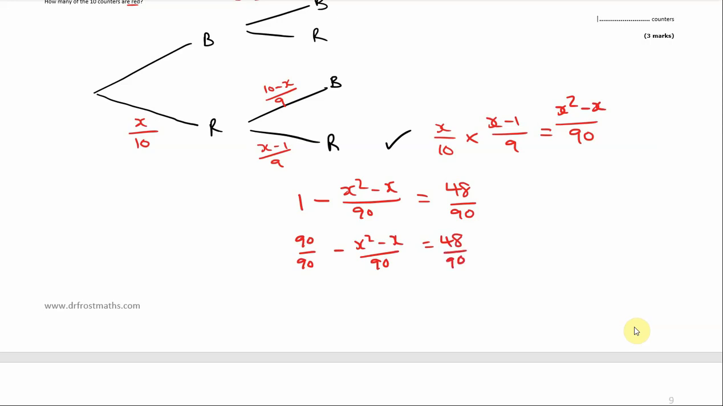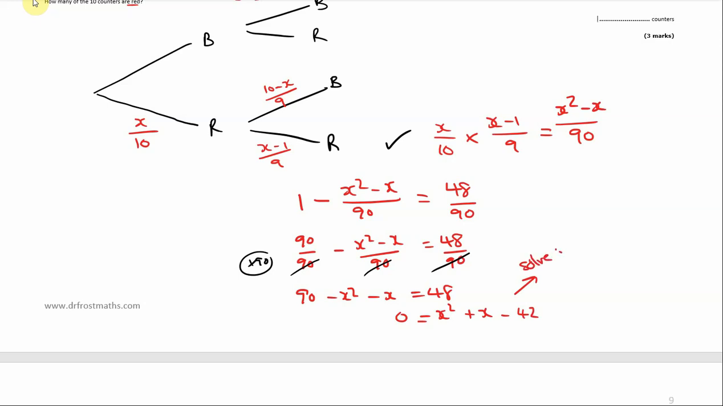I can actually times this whole thing by 90 now, and what that's going to do is just get rid of these. So I've left myself with 90 minus X squared minus X equals 48. I'm then going to make it a positive X squared, so get my X squareds to this side of the equal sign, add my X, and take away 90, so 48 take away 90 equals minus 42. We're not done yet though, we want to find out how many reds there are, so we need to solve this, I'm going to factorize.